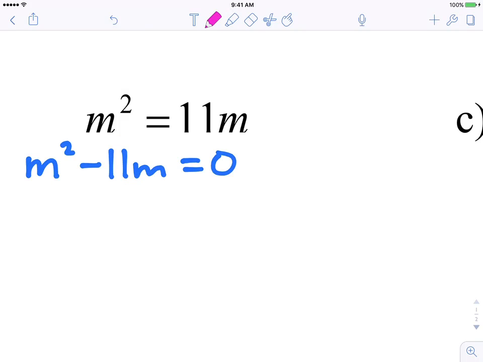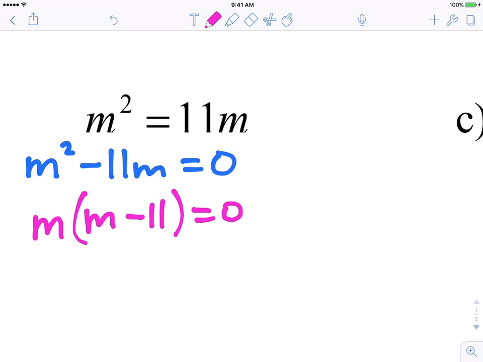In order to do this, we learned that when factoring, we want to always look for the GCF first. What is the greatest common factor between m squared and minus 11m? In this case, our greatest common factor is m. So m times (m minus 11) equals 0.